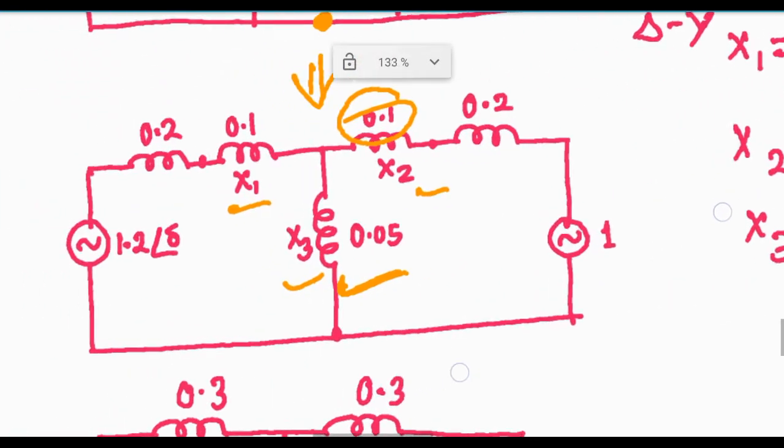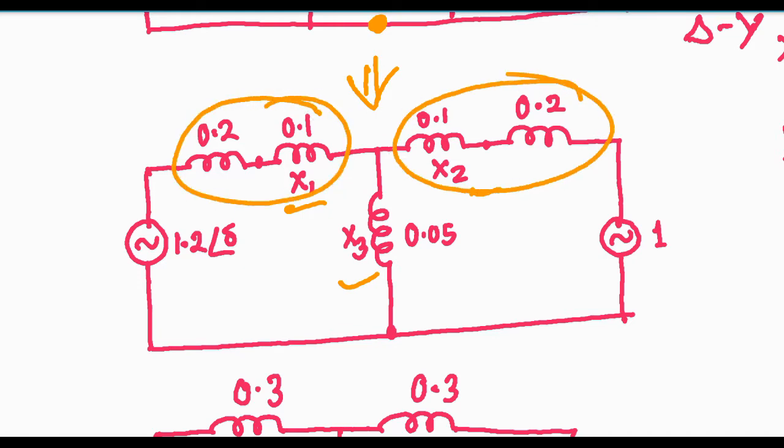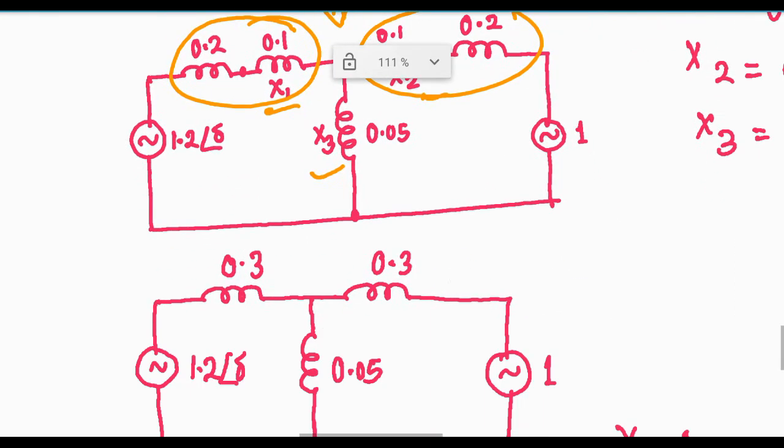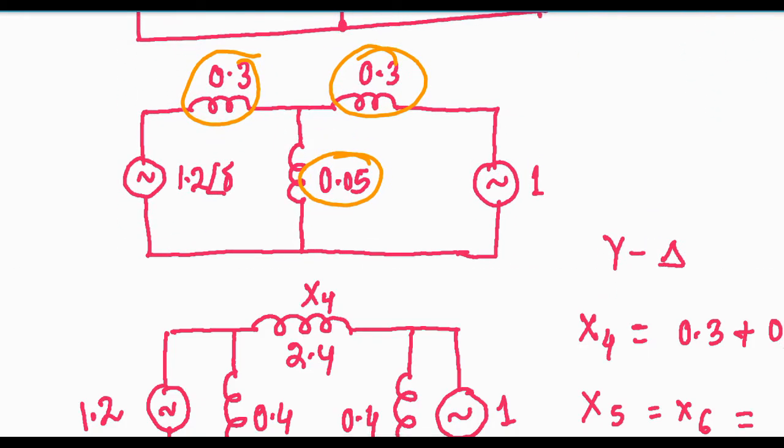So now this is our star connected network, and we have to combine this and this. What will we get? 0.2 plus 0.1. So this is 0.3 and 0.3, and this one is 0.05. Now we have a star connected network, and to find the transfer reactance we have to convert this star again to delta.